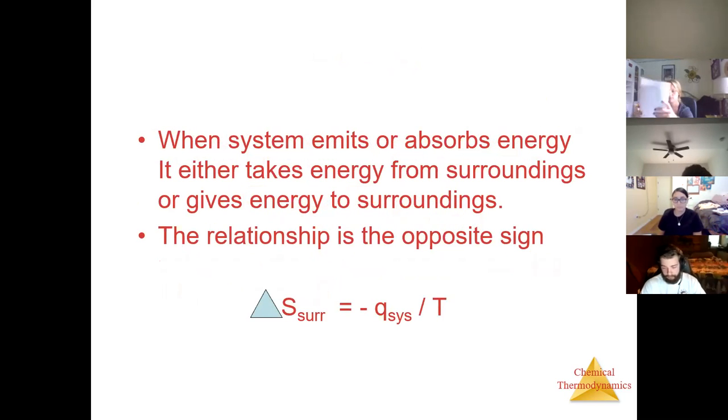Now, when a system absorbs or emits energy, it either takes energy from the surroundings or it gives it. So the system acting on the surroundings, the sign is going to be opposite. Whatever's happening to the system, the opposite effect is happening on the surroundings. So if my entropy of my system is Q divided by T, my entropy of the surroundings is going to be negative Q over T.